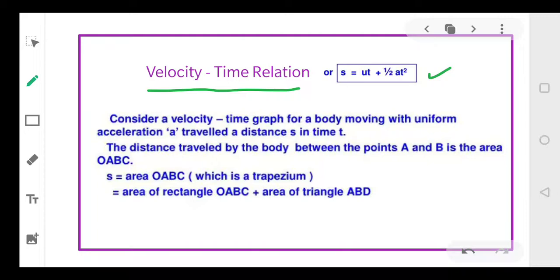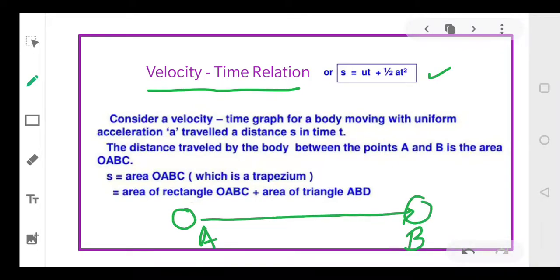So we assume that the object was at position A. Now it has shifted to position B when we have applied some force on this object. This distance is S and it has taken the time T. Initially the velocity was U and now the final velocity is V. So obviously its velocity has changed when it has changed its position.